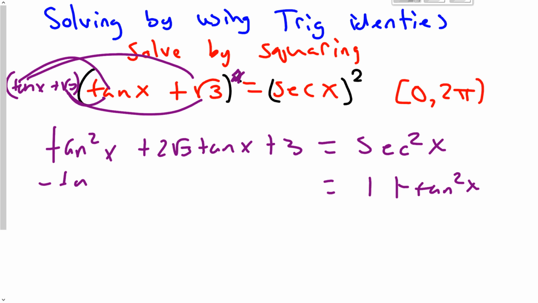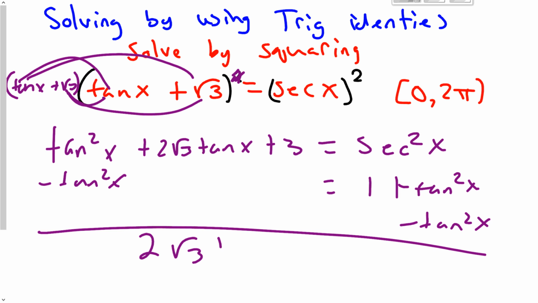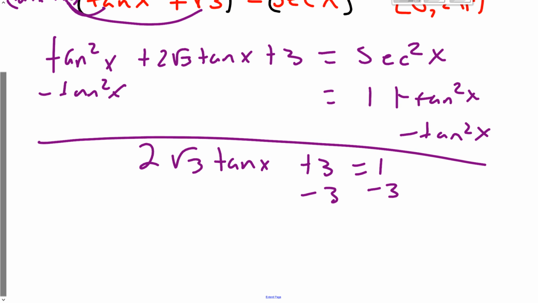Then I can go ahead and switch this to 1 plus tan squared x, and so then we can subtract tan squared x on both sides, and hey, those cancel out. That's kind of nice. So then we just get 2 root 3 times tan x plus 3 equals 1. Then we can subtract 3 on both sides, and we get 2 root 3 tan x equals negative 2.